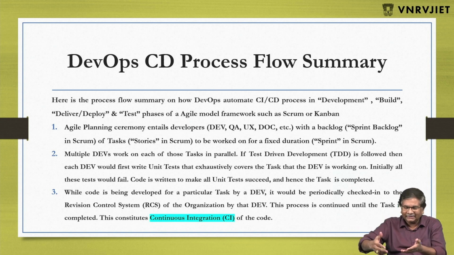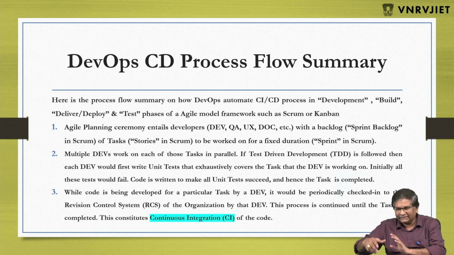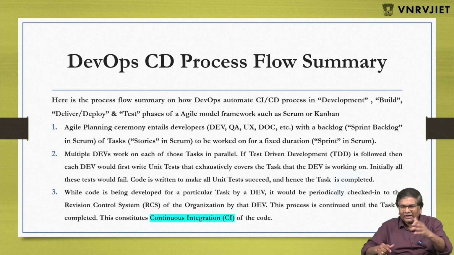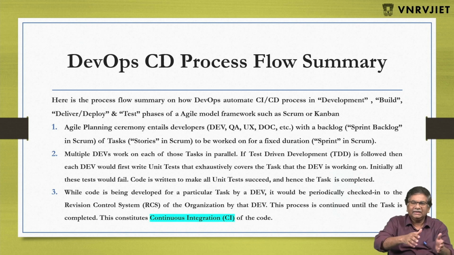Initially, all the tests are there, no code is there. So all tests will fail. Slowly, we'll keep developing each and every task, then all the tests would succeed. Then the task is done. That's how TDD works, right? So they complete the tasks.